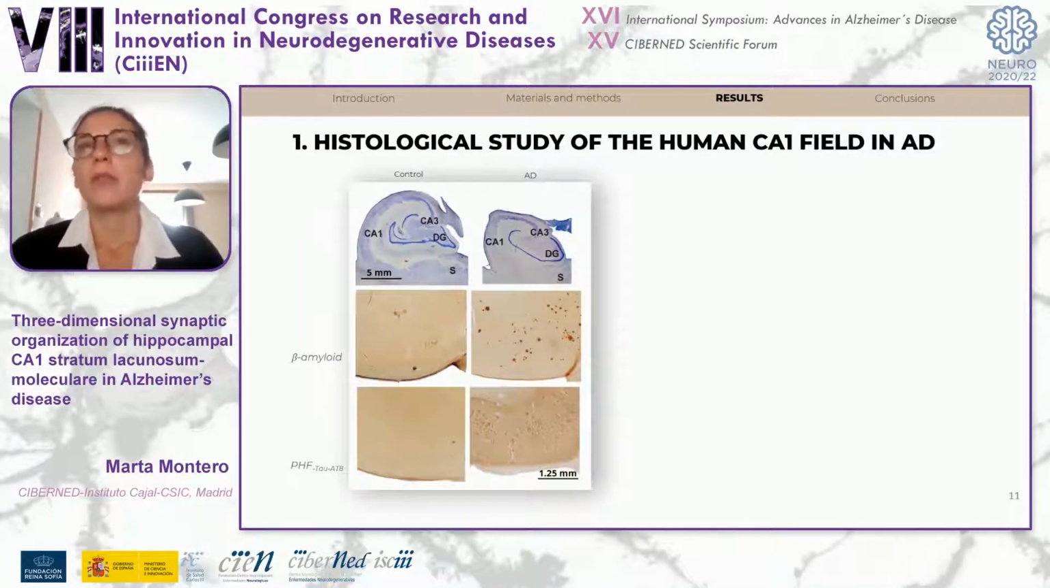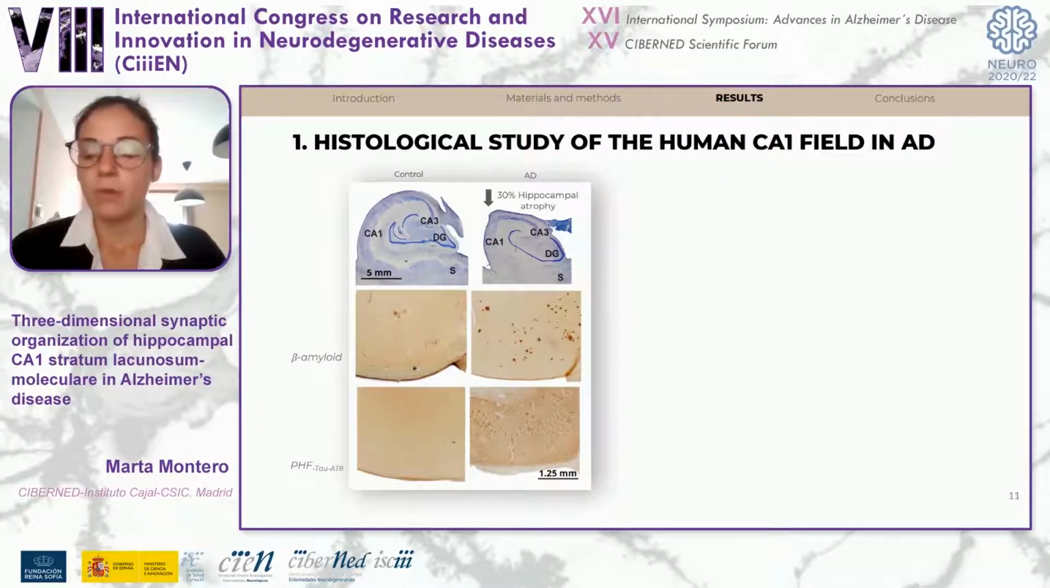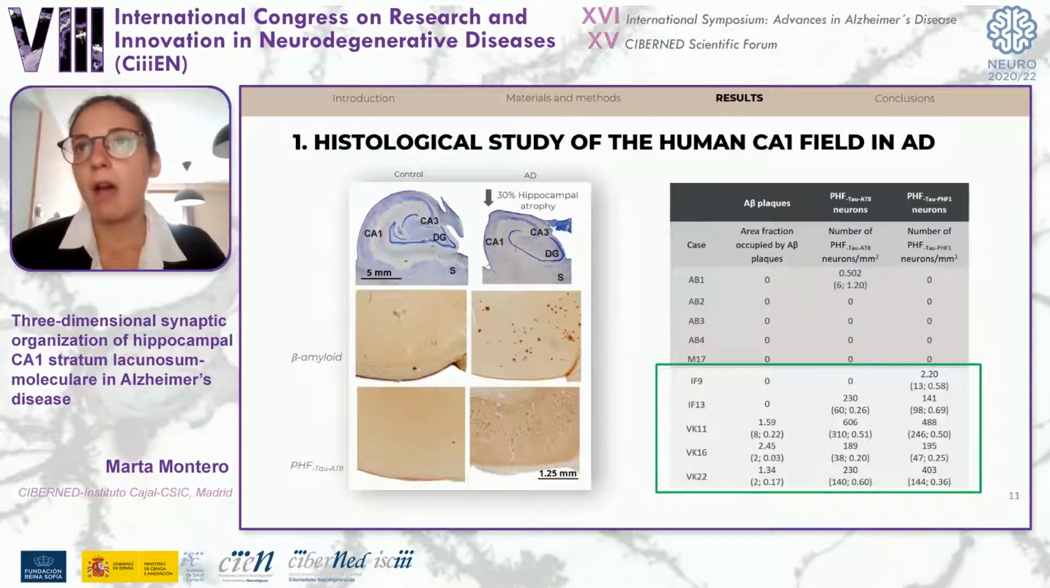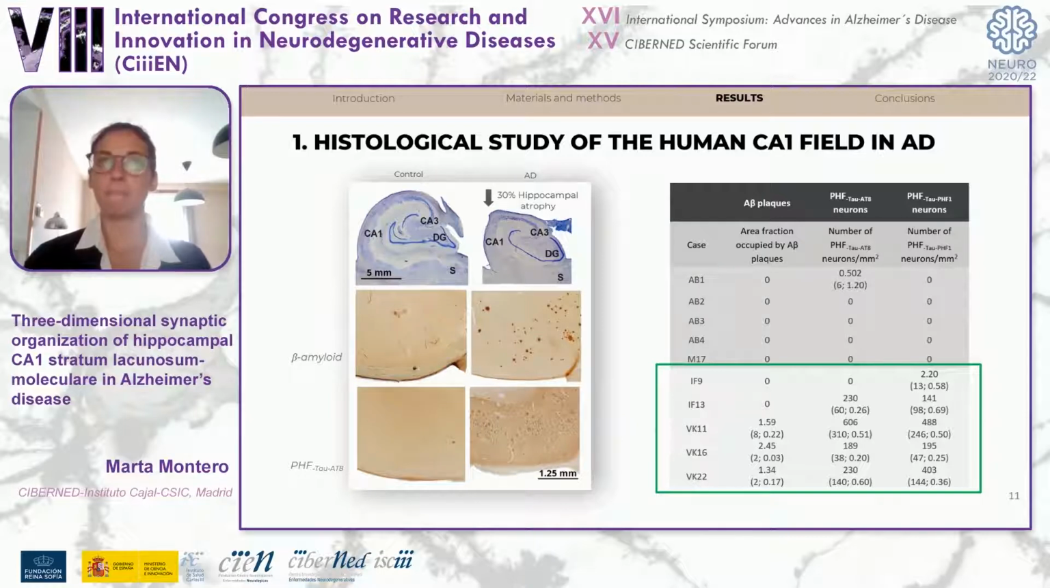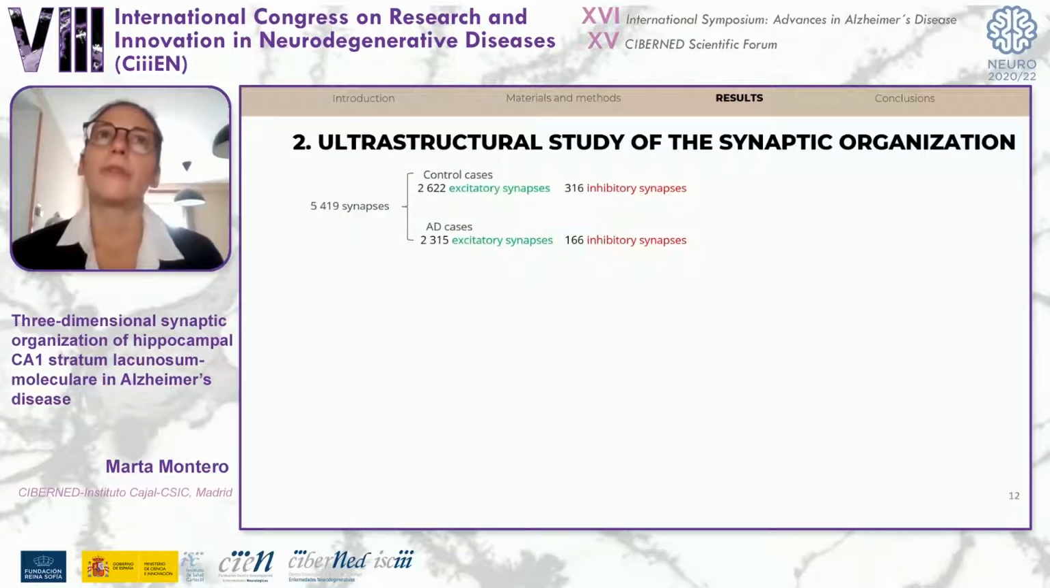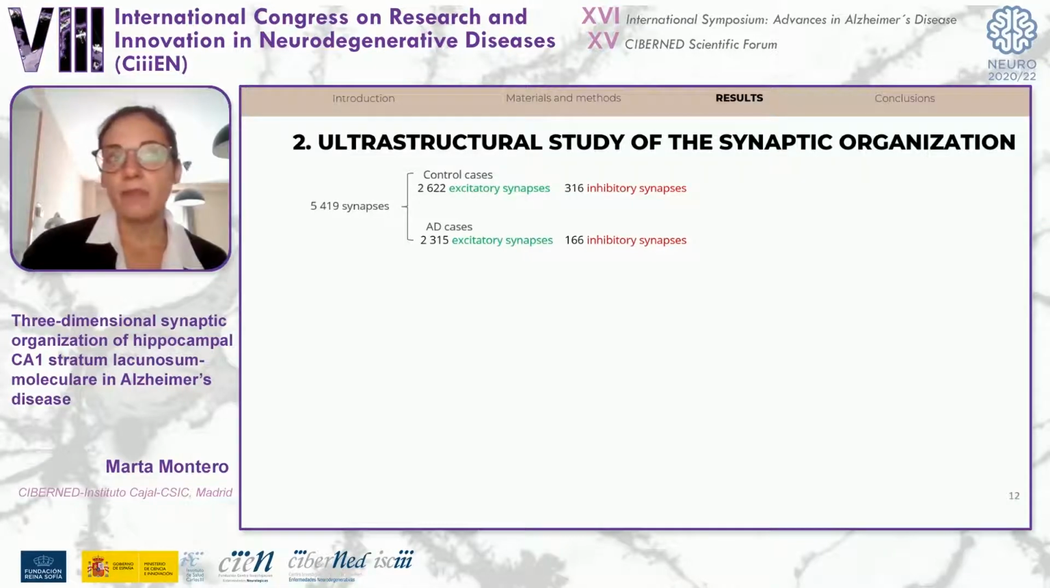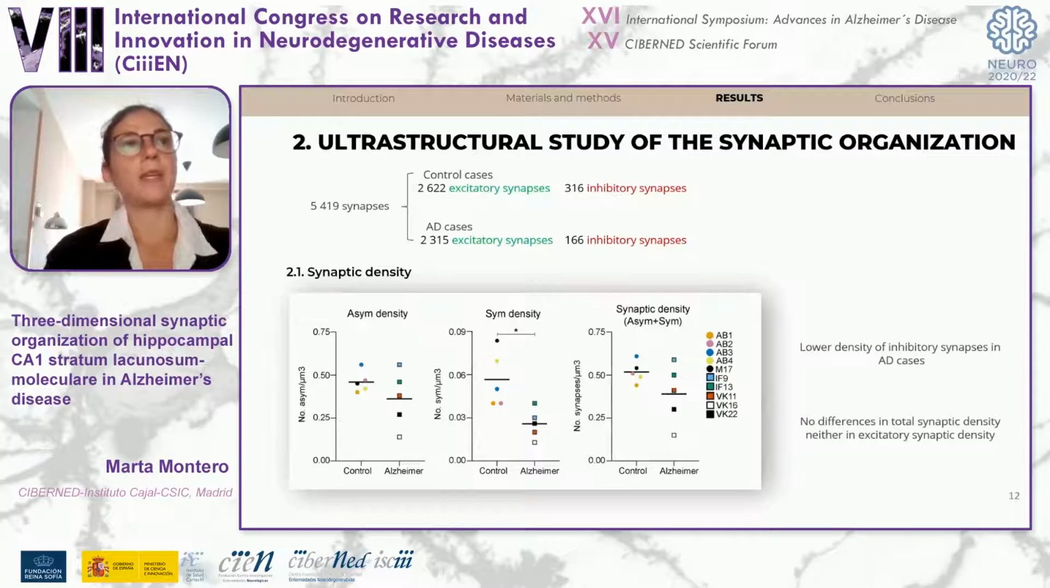So, applying this methodology, we observed that there was a 30% hippocampal atrophy in Alzheimer's disease cases. We also observed a variable degree of amyloid and tau pathology in Alzheimer's disease cases, while these histopathological alterations were absent in control cases, and this was as expected by the neuropathological diagnosis. For the ultrastructural study of the synaptic organization of the neuropil, more than 5,000 synapses were completely reconstructed and analyzed.